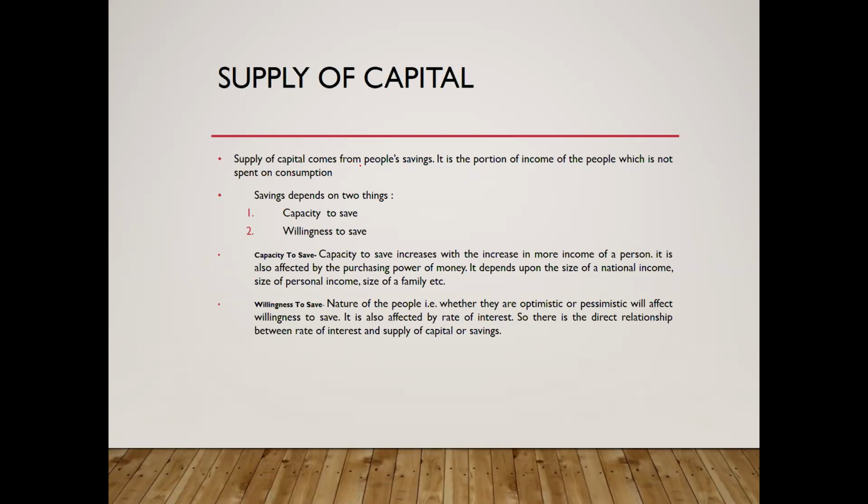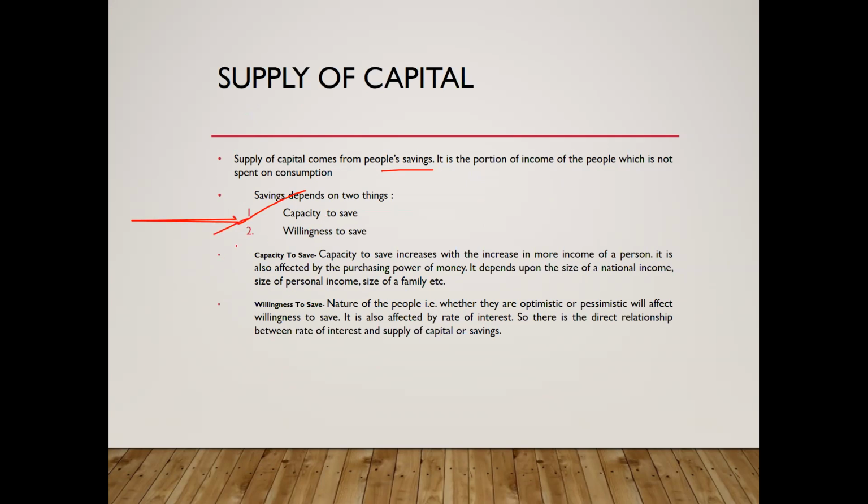So supply of capital comes from people saving. Whenever people have a surplus amount, they keep it in the form of an FD or any sort of savings. So it is the portion of income of the people that is not spent on consumption. Saving depends on two things: capacity to save and willingness to save.